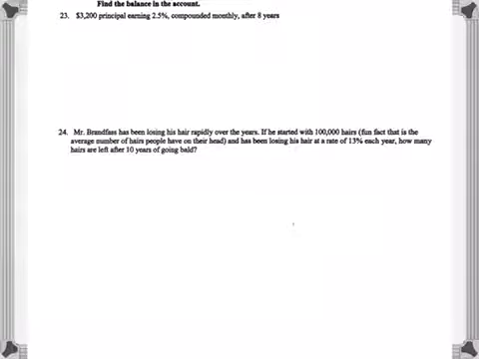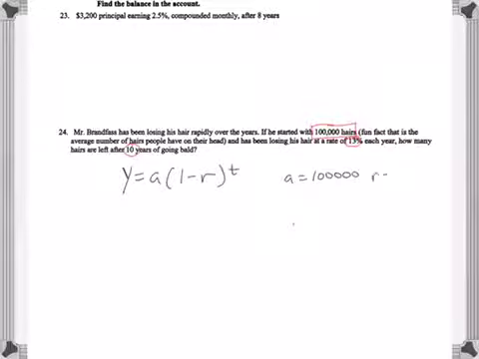All right, question 24. Mr. Brandfast has been losing his hair rapidly over the years. If he started with 100,000 hairs and is losing his hair at a rate of 13% each year, how many hairs are left after 10 years of going bald? So this is exponential decay. So we're looking at y equals a times 1 minus the rate raised to the t power. We know that our initial value is 100,000. We know that our rate is going to be 0.13 or 13%, and our time is going to be 10.